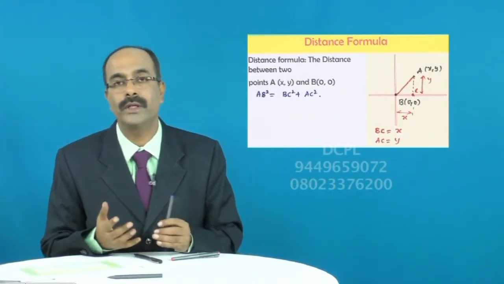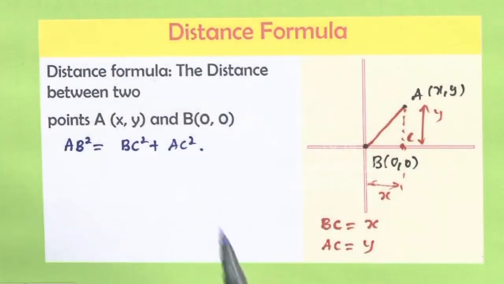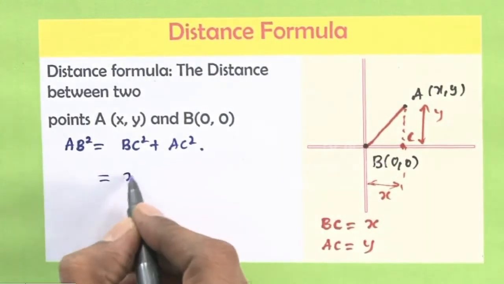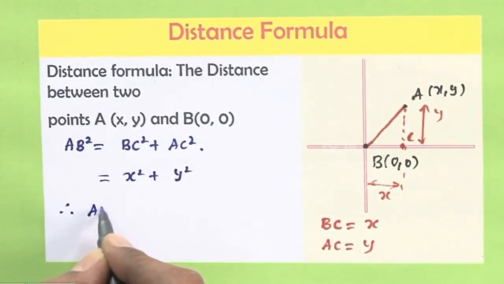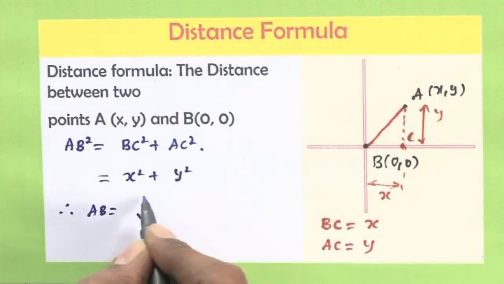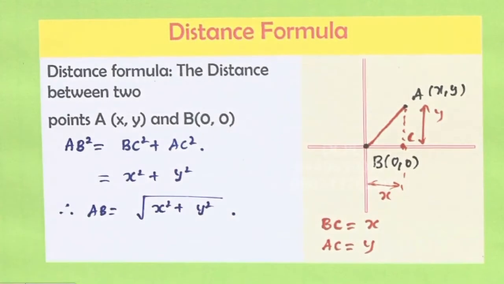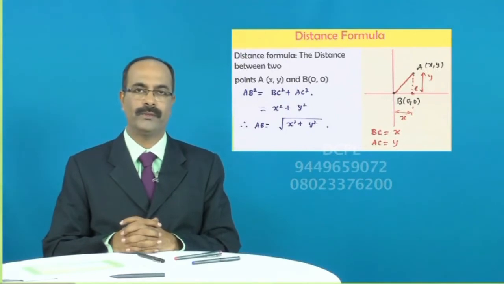So no doubt, dear students, BC is equal to x, AC is equal to y. Therefore, AB square is equal to BC square, that is x square, plus AC square, that is y square. Therefore, AB is equal to what? Square root of x square plus y square. So the distance between 2 points A of x comma y and B of 0 comma 0 is square root of x square plus y square.